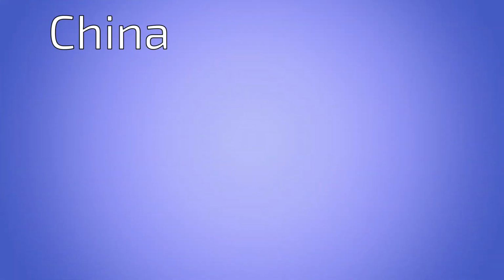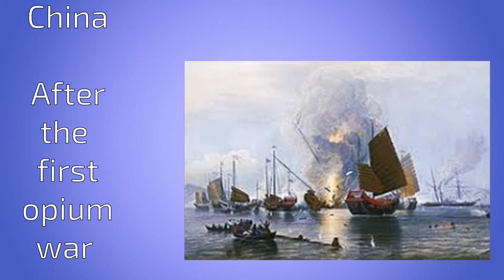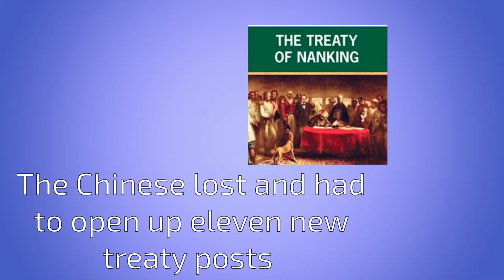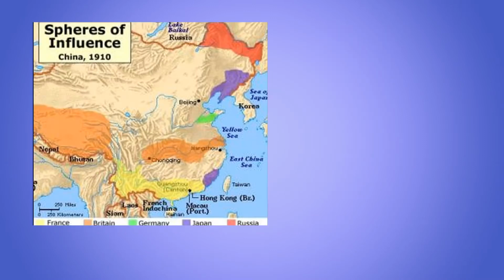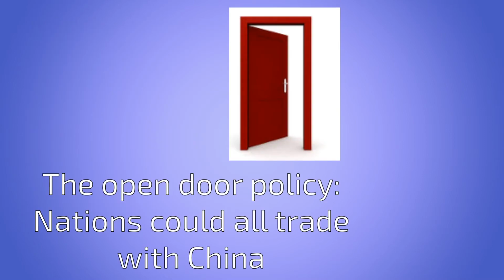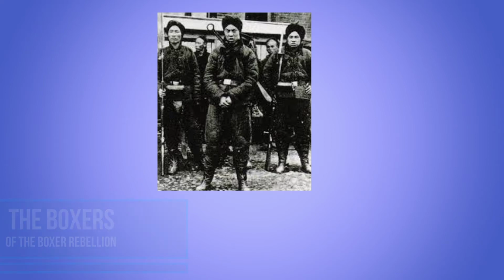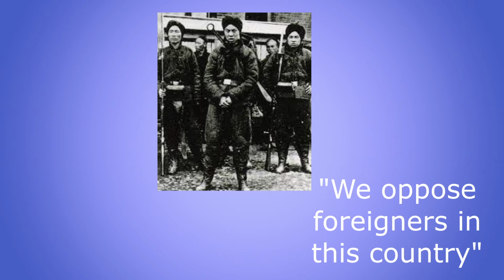China. After the First Opium War, which was the Chinese government trying to stop the importing of opium, the Chinese lost and were forced to open up 11 treaty ports. Western nations tried to make China into spheres of influence, but with the open door policy, all nations were allowed to trade with China. A secret society, called by Westerners the Boxers, opposed foreigners in the country. Supported by the Manchu government, they wanted to make China go back to isolation and make the foreigners leave.